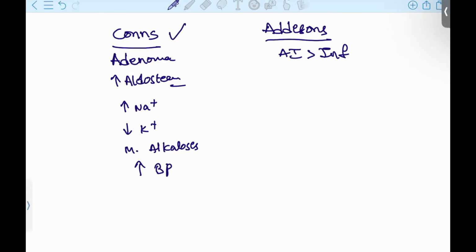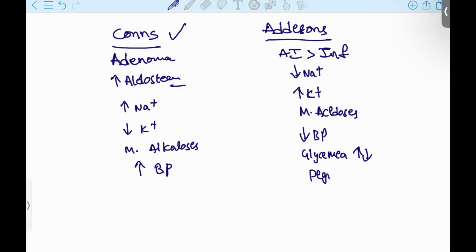Next, Addison's disease, what happens? Completely cortisol, aldosterone, and sex steroids will be decreased. So Na will be decreased, but potassium will be increased. Metabolic acidosis is seen in this patient, and BP is also decreased. Along with that, the patient will have deranged glycemic ranges, and pigmentation is seen. These are the features of Conn's syndrome and the Addison's condition.